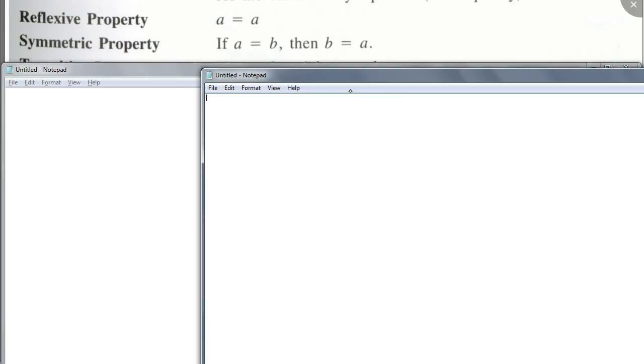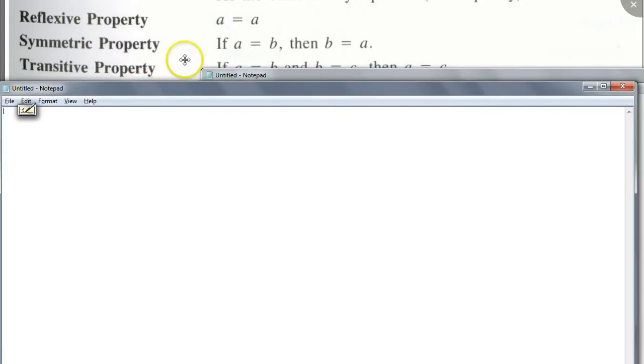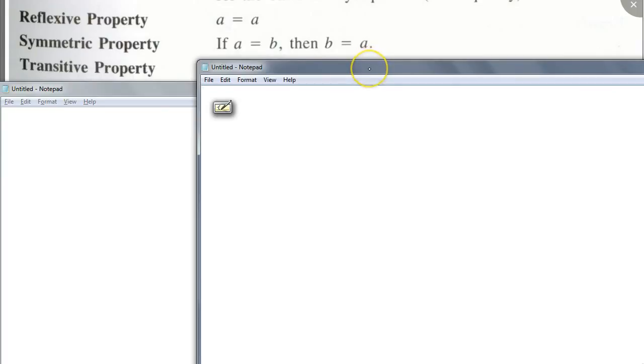What's the last one? It starts with T. Yes, the transitive property of equality. Does one person remember what this says? How about somebody I haven't called on? How about Young? Yeah, it has an if and then part, but that's not the whole thing. Okay, that's good. John, what do you think? If A equals B and B equals C, then A equals C.